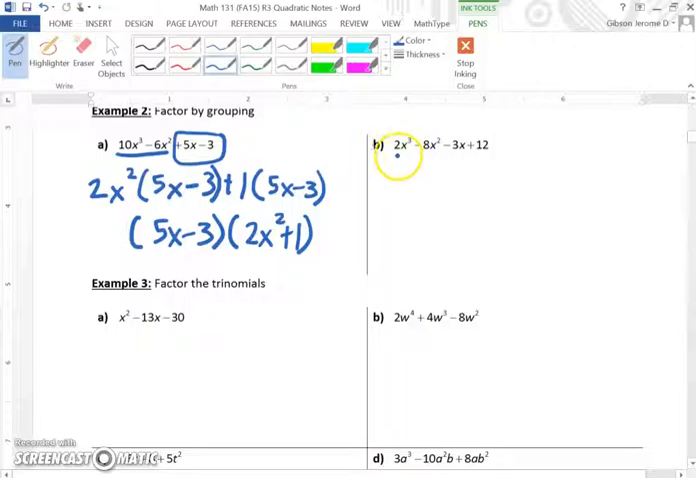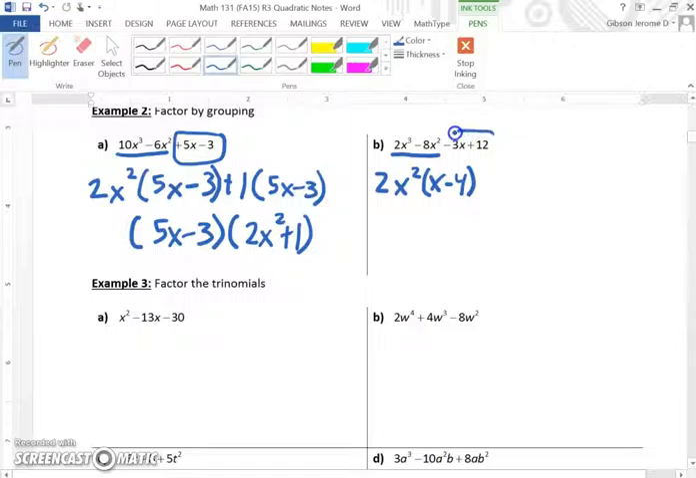Okay, now B. We grouped the first two. We could factor out a 2, and then x cubed and x squared, we could factor out an x squared. Now in the parenthesis here, 2 divided by 2 is 1, and x cubed divided by x squared is x. So you know it's 1x or just x. Negative 8 divided by 2 is a minus 4, and the x squares will simplify out.